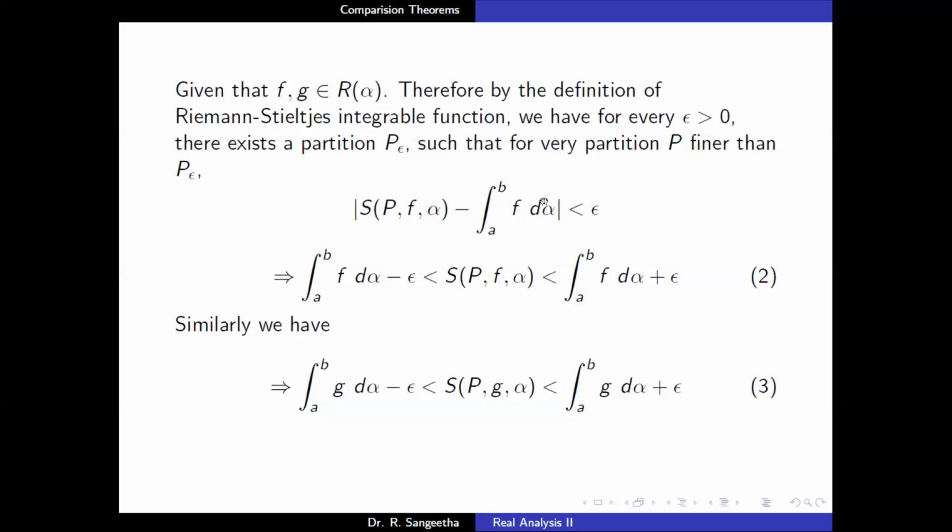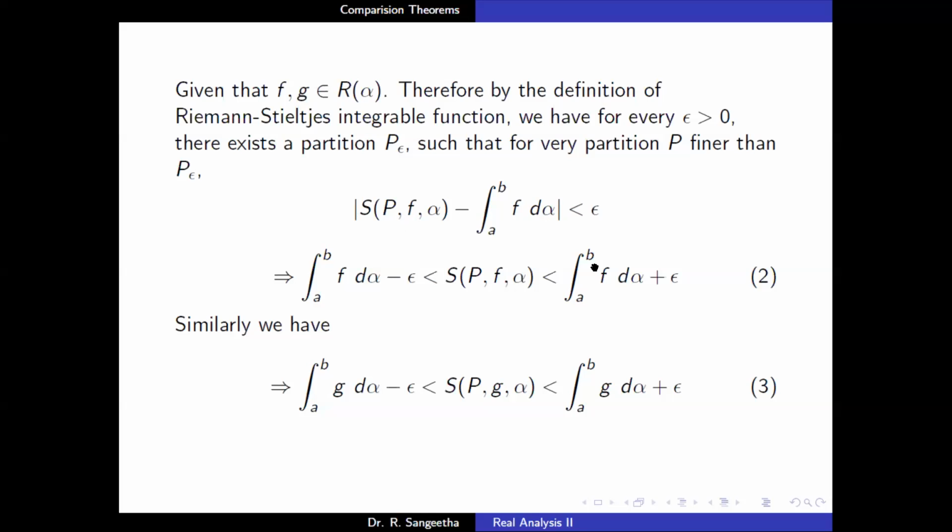And we know that the modulus of the difference between these two being less than epsilon means what? We can write this as integral a to b f d alpha minus epsilon is less than S_P(f, alpha), which is less than integral a to b f d alpha plus epsilon. So the difference between these two is less than epsilon. That means S_P(f, alpha) lies in between integral a to b f d alpha minus epsilon and integral a to b f d alpha plus epsilon. So we can write this inequality like this.